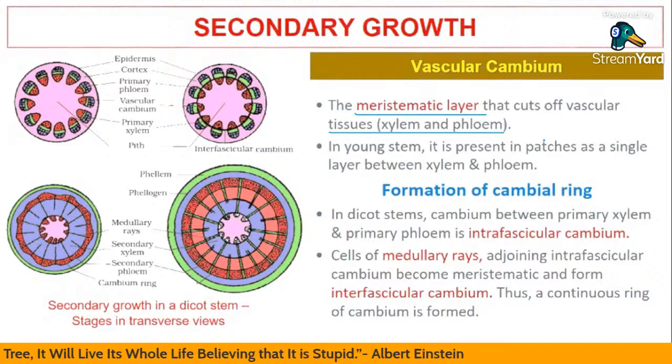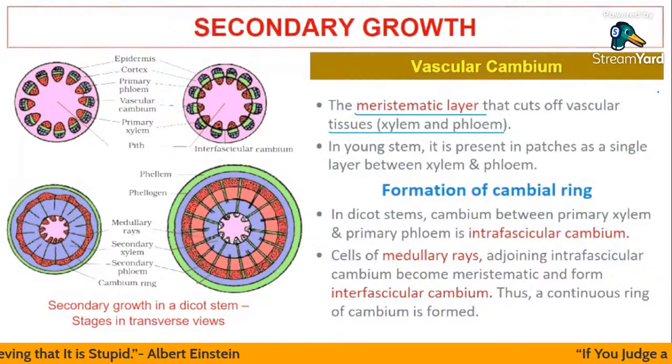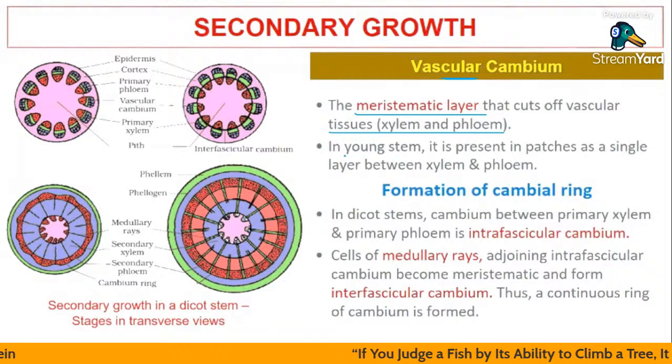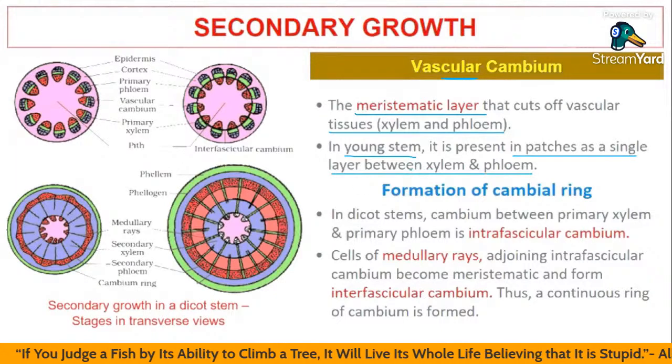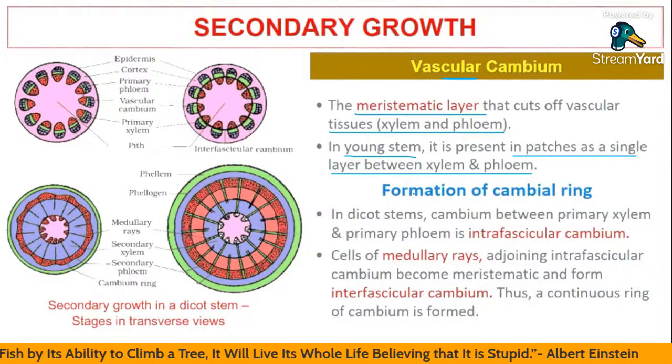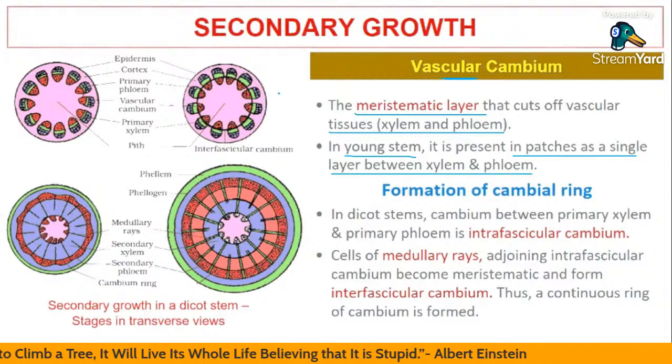So the meristematic layer, which cuts to form vascular tissues like xylem and phloem, is referred to as the vascular cambium. In young stem, it is present as patches, as a single layer between xylem and phloem. In the case of young stem, you will find cambium is present.